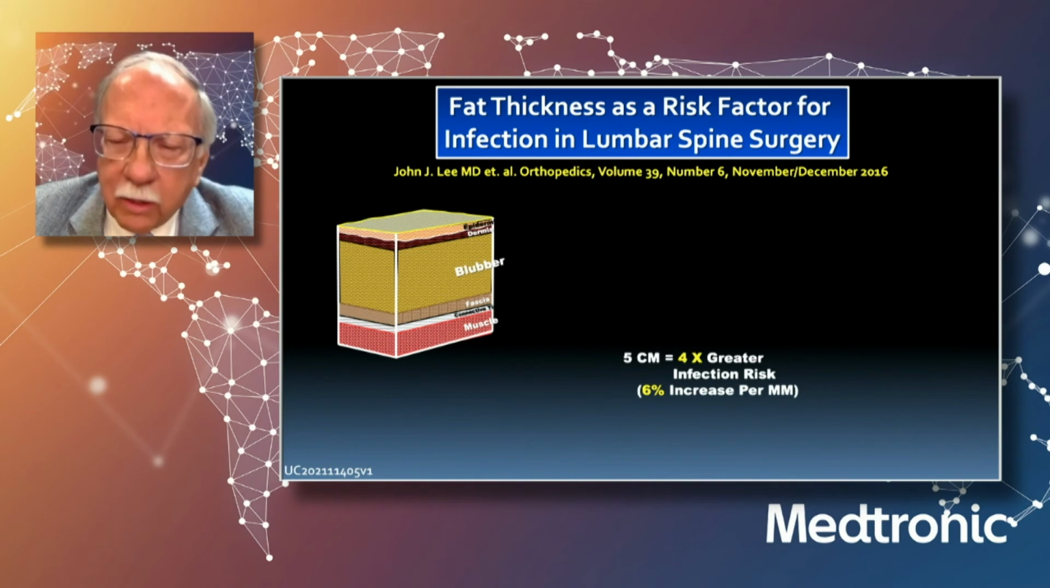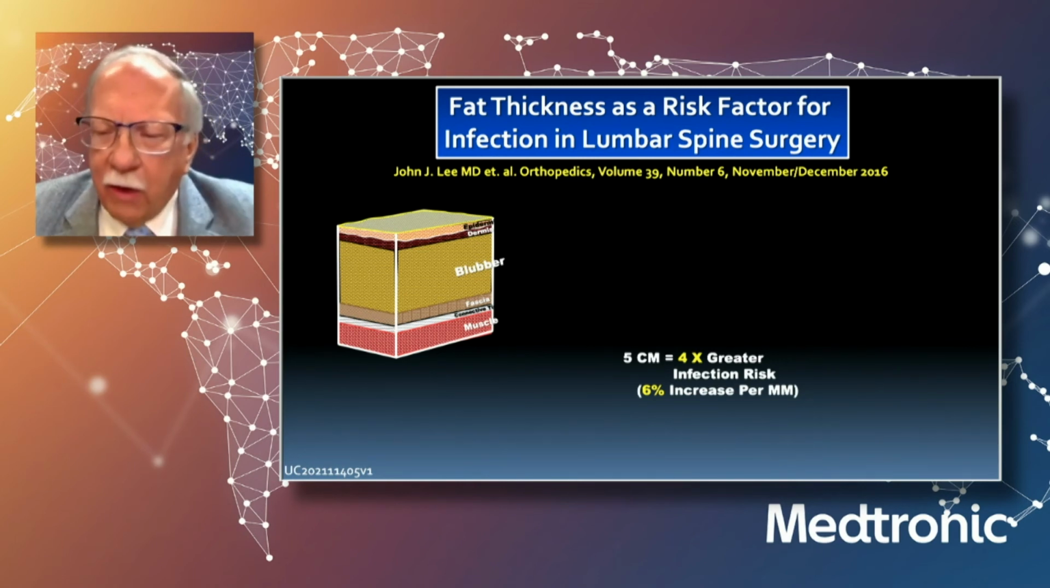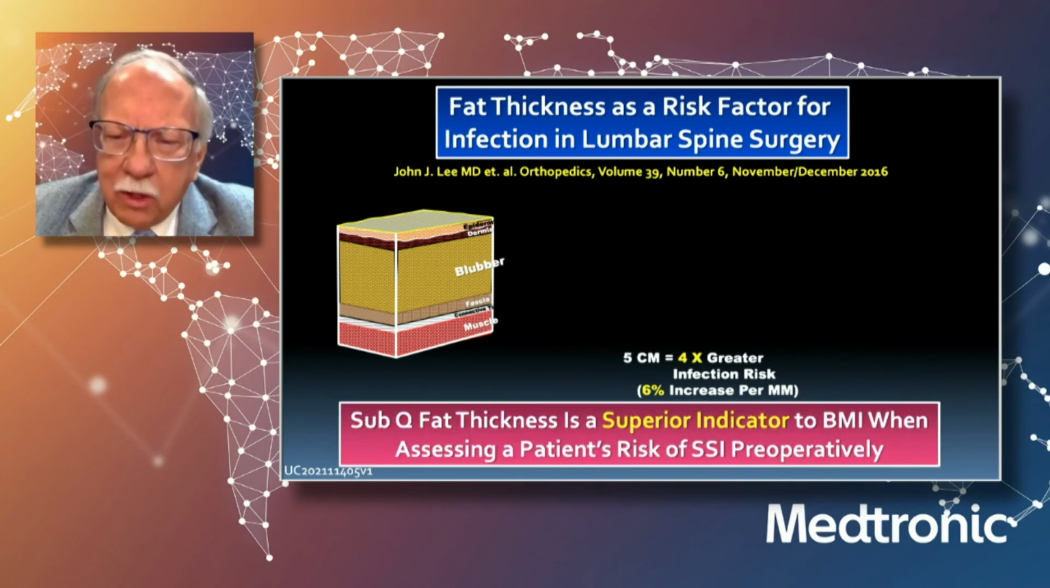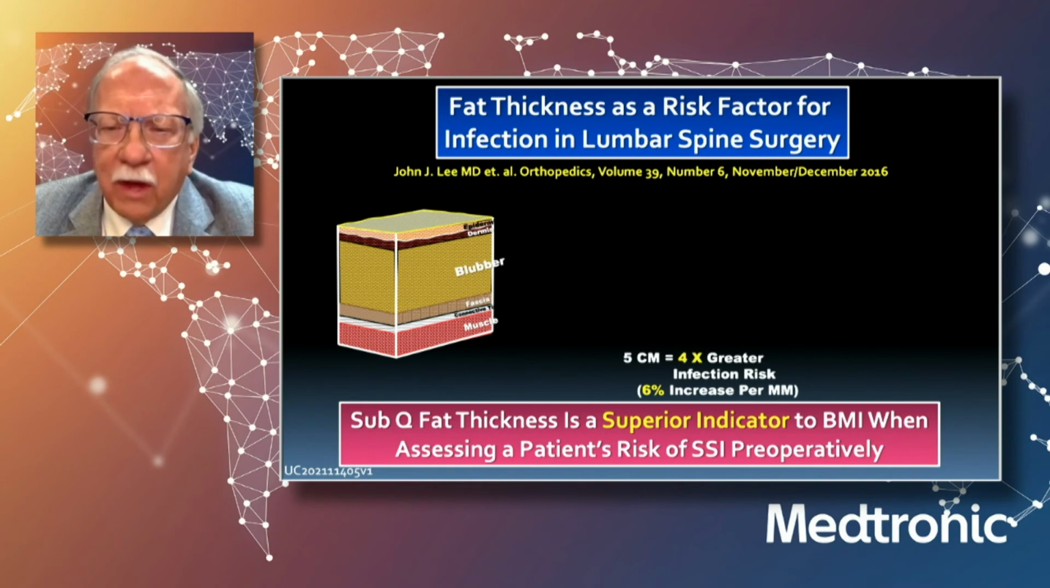So you want to pay attention and look at the patient's back, because a lot of times they may have a lot of centripetal fat on their abdomen, but in fact, they may have a very thin back, and that will be beneficial. So the subcutaneous thickness on the back is a superior indicator to their BMI as far as developing a postoperative infection. Just another really good thing to look at.